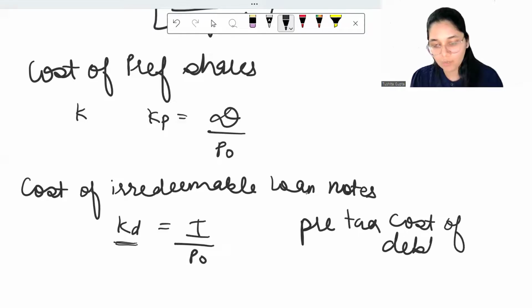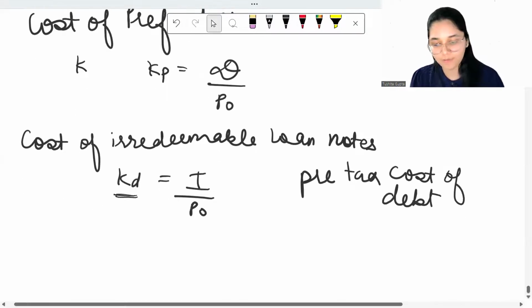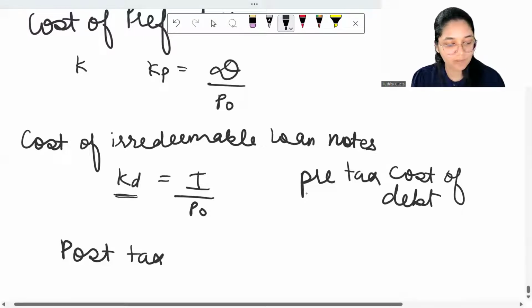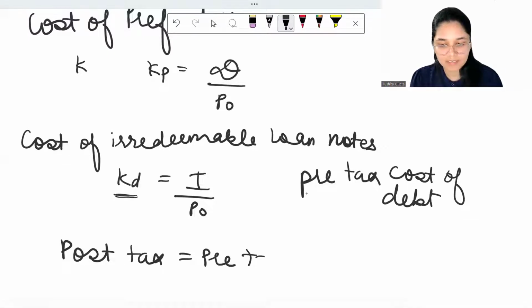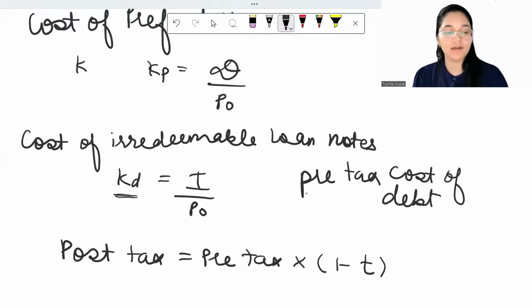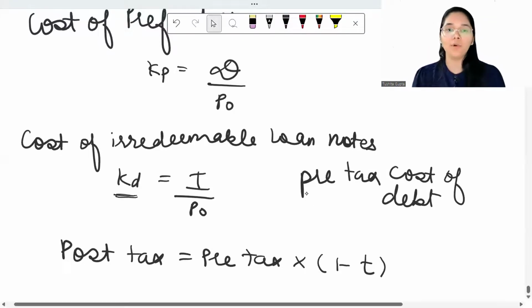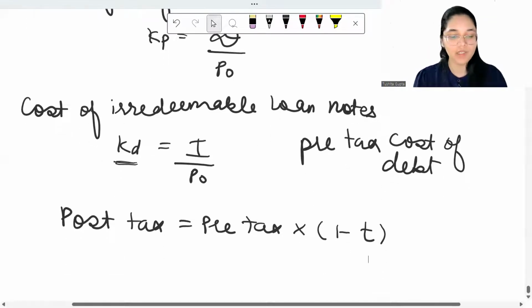If you want to convert it to post-tax, you have to do post-tax is equals to pre-tax into 1 minus the tax rate. T over here stands for your tax rate. So this is how you can work out the post-tax cost of irredeemable loan notes.